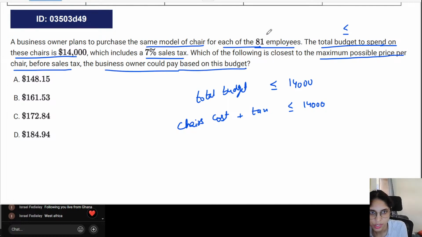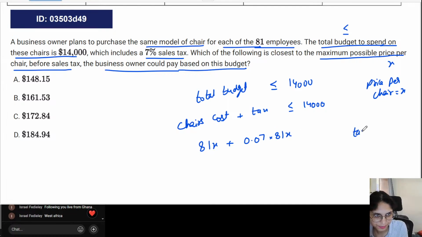Which of the following is closest to the maximum possible price per chair before sales tax the business owner could pay on this budget? So there are 81 employees, so chairs cost is going to be 81 times x if the price per chair is x. So chairs cost is going to be 81x and you're paying a tax of 7%. So this is 0.07 times 81x because tax is going to be 7% of chairs cost.